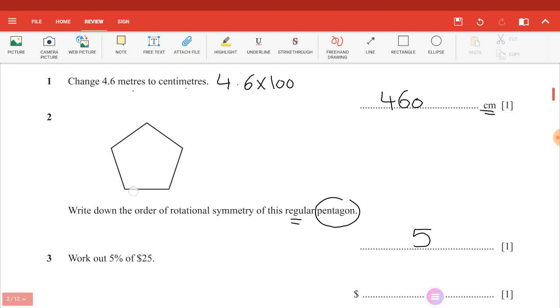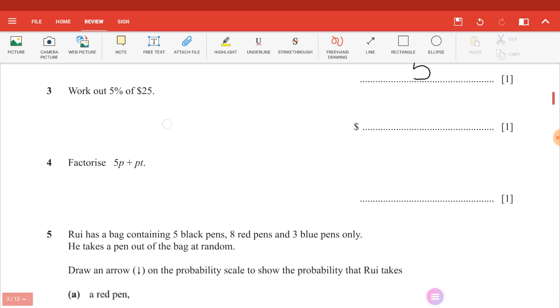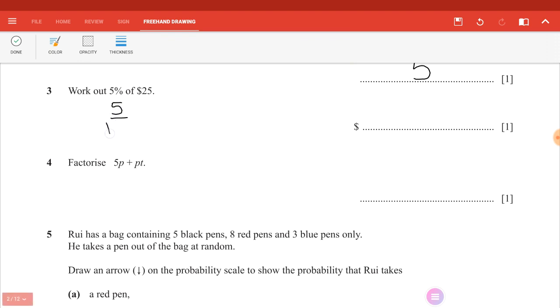Number 3, work out 5% of $25. You can simplify it, or you can use your calculator. When we simplify, it will be 5 over 4, which is $1.25.